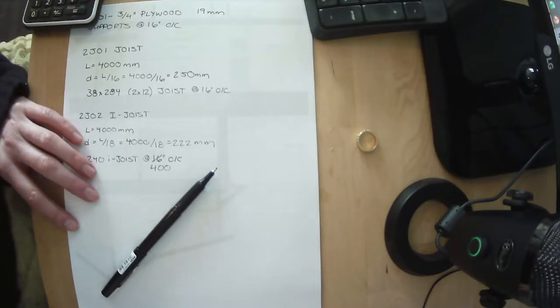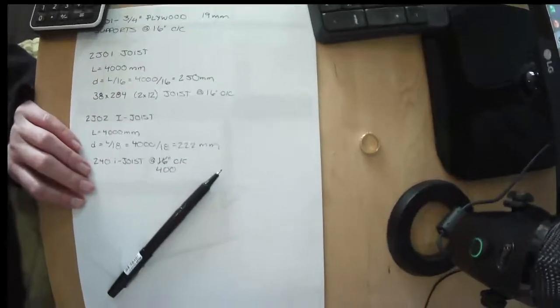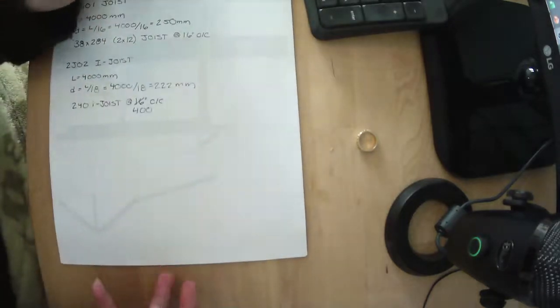Okay, let's take a look at our next question. The next one was 2B01. So 2B01 spans 4 meters. It's supporting our joists and I-joists, so I think it's fair to call it a beam. Actually, look at 2B02. It's spanning 5.3 meters and just picking up some joists. So I'd say both 2B01 and 2B02 are a pretty good choice as a lumber beam, just a normal old beam.